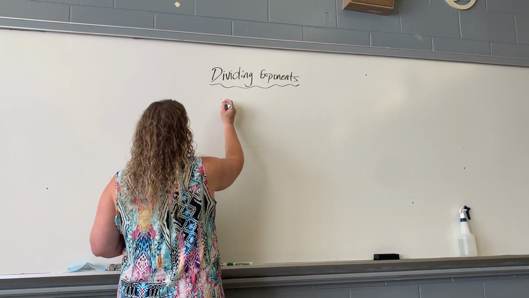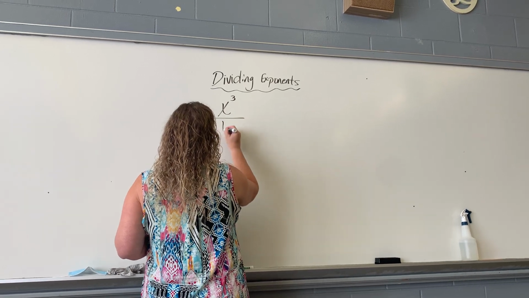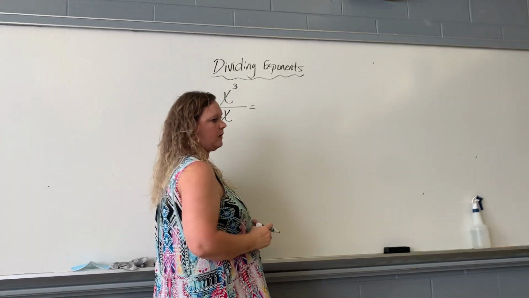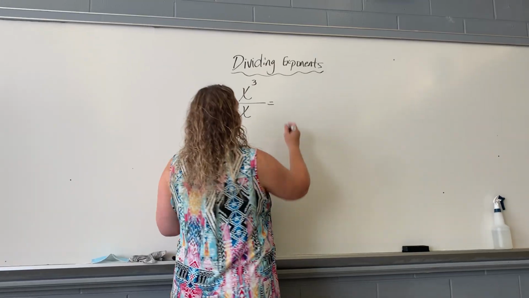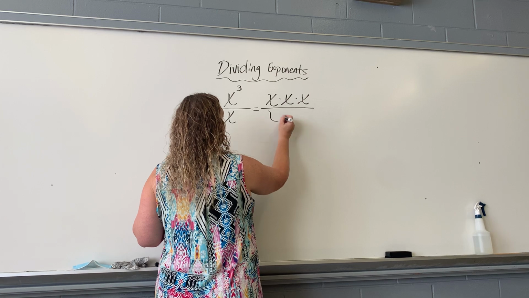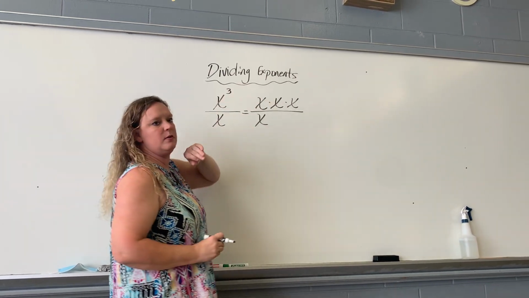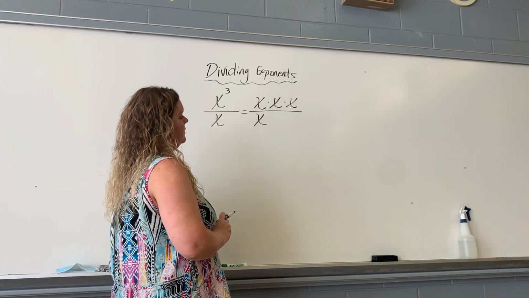All right, so let's look at x to the third over x. X to the third means x times x times x, and it's over an x. What happens when you have the same thing in the top of a fraction as you do in the bottom of a fraction? What can you do to those two things?